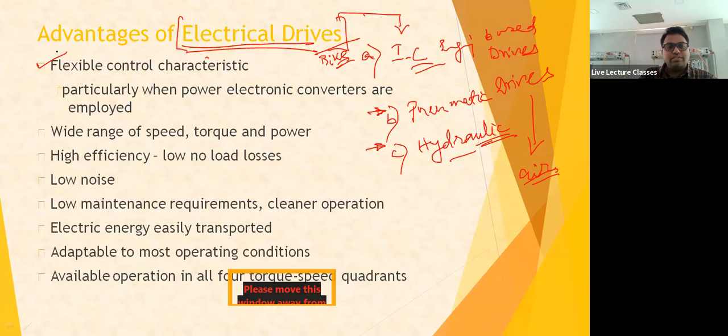So first of all, flexible control characteristics. Flexible control means, just think of your fan controller, it's so little, yet it's so flexible, right? So flexible control is being given by the electrical drive. Particularly when power electronic converters are employed, it is much more flexible. Then it can give a wide range of speed, torque and power. It can give very high efficiency. It is almost low noise.